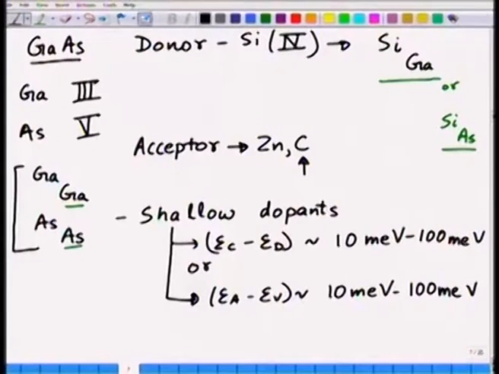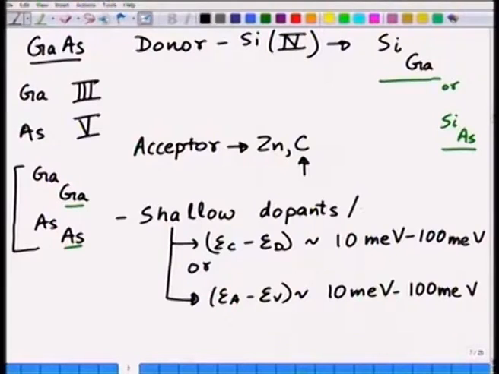So, these we call shallow dopants, because room temperature kT energy is sufficient. kT at room temperature, as I have said, is about 30 millielectron volts. It is sufficient energy to promote these electrons either to the conduction band or to accept electrons from the valence band. Electrons from the valence band can easily jump to the EA level if these are shallow levels, shallow meaning that the energy difference is small. So, these we call shallow dopants or shallow level impurities.